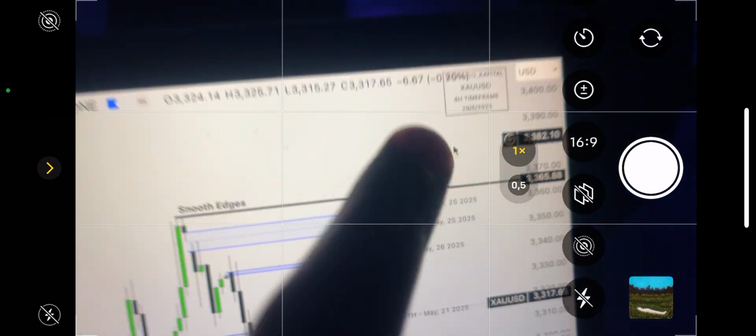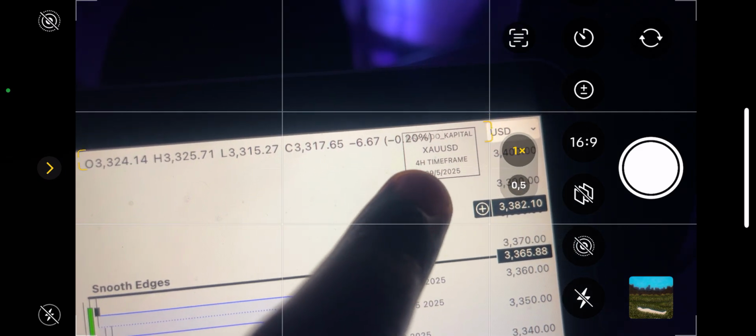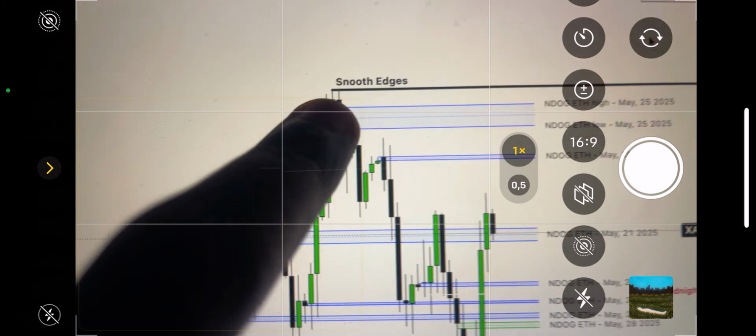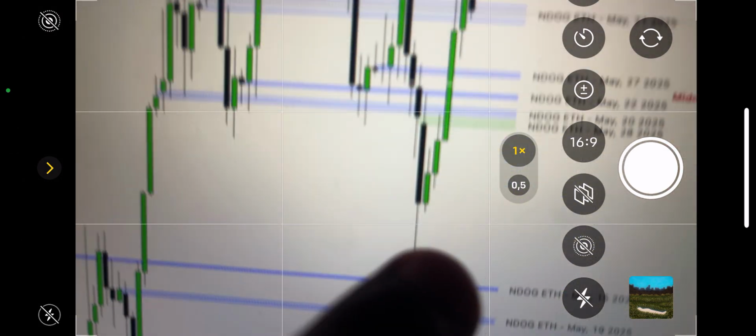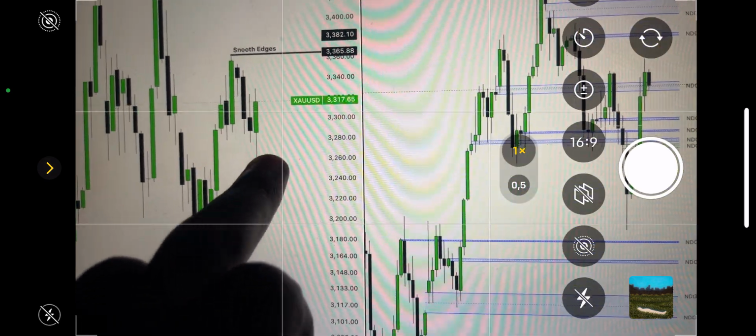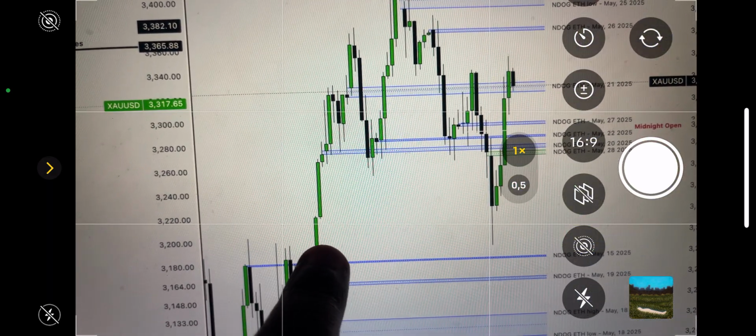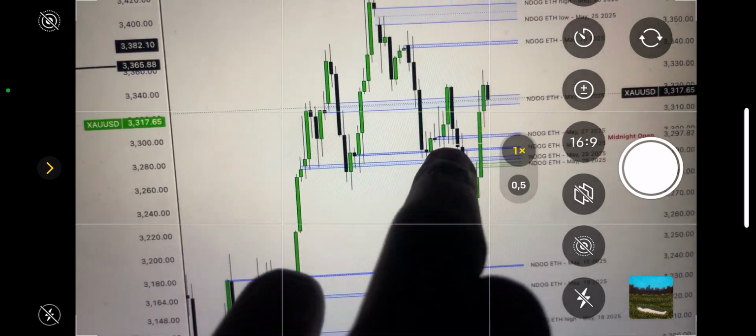This is 4 hour. Let me show you. This camera is not zooming in. You can see that's 4 hour. Those highs are too smooth for me, and you can see right now, after filling that daily fair value gap, this is what was happening on the 4 hour. We fill that imbalance right there, and then we are pushing higher now.